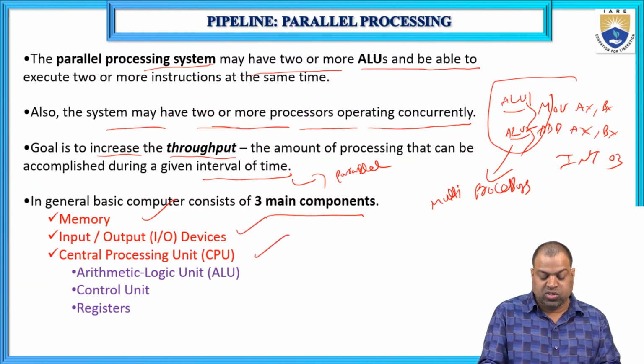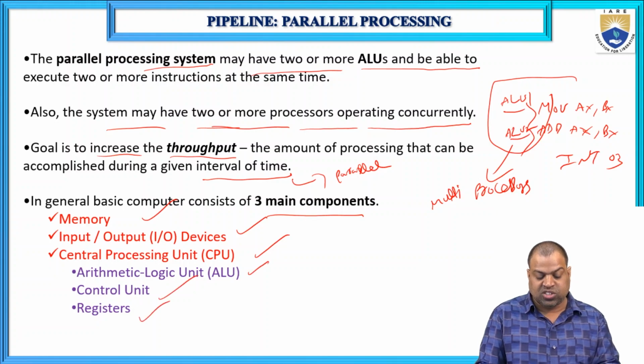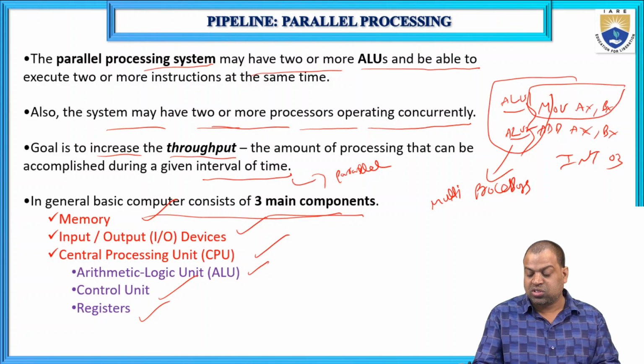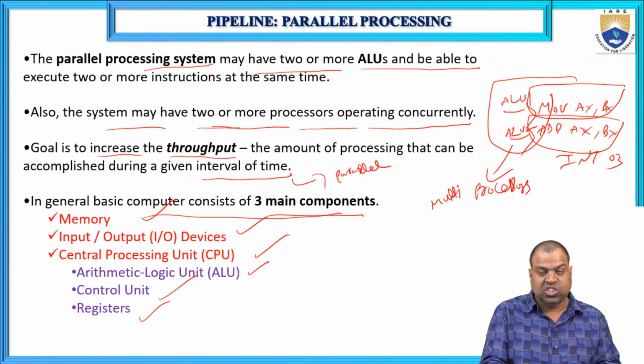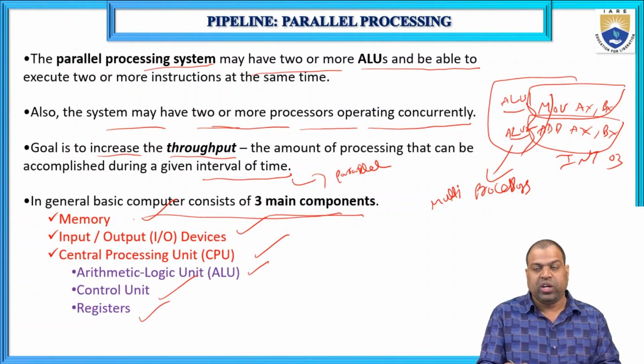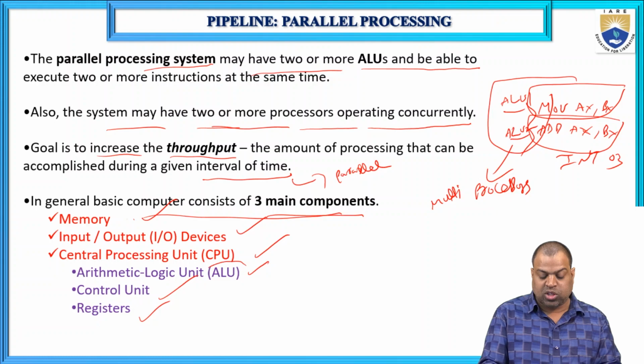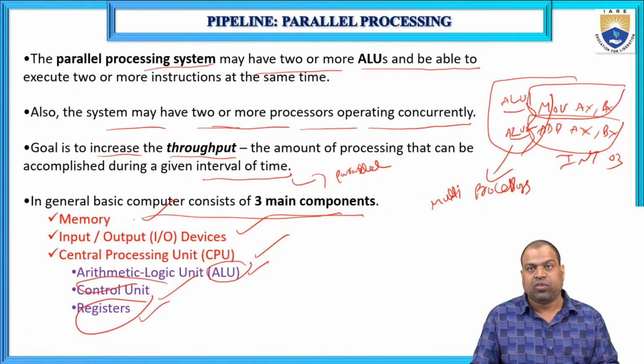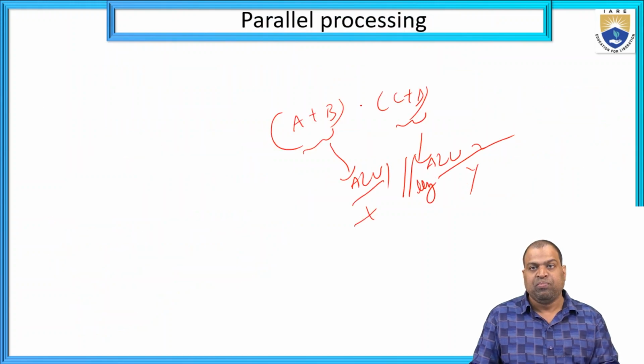The general basic computer consists of three main components: memory, input output devices, and the central processing unit. In the CPU, what are there? The arithmetic logic unit, control unit and registers. So three main categories and three subcategories are there. Suppose I'm executing this instruction, what do I need? Memory, to search for this instruction, and input output to execute: one command I give as input, and what is the output for this one. And for the central processing unit we definitely need the ALU, the control unit and registers. These are the three main components we need for parallel processing in pipelining.